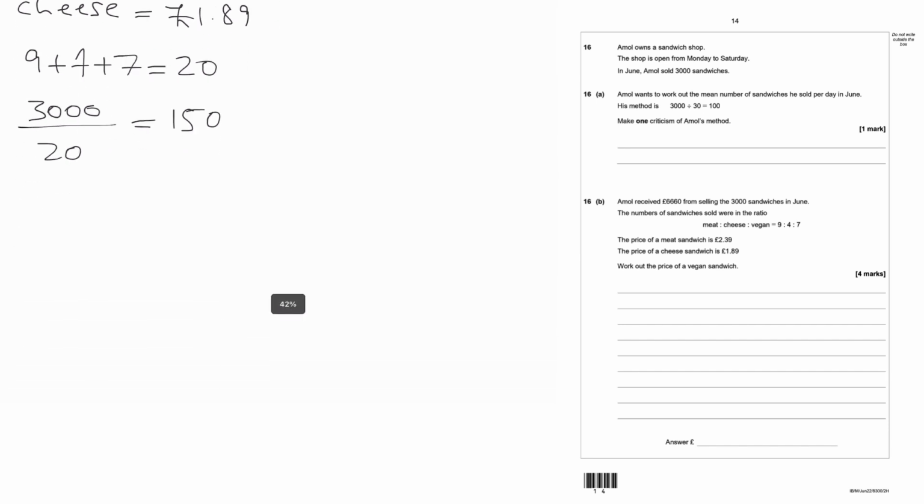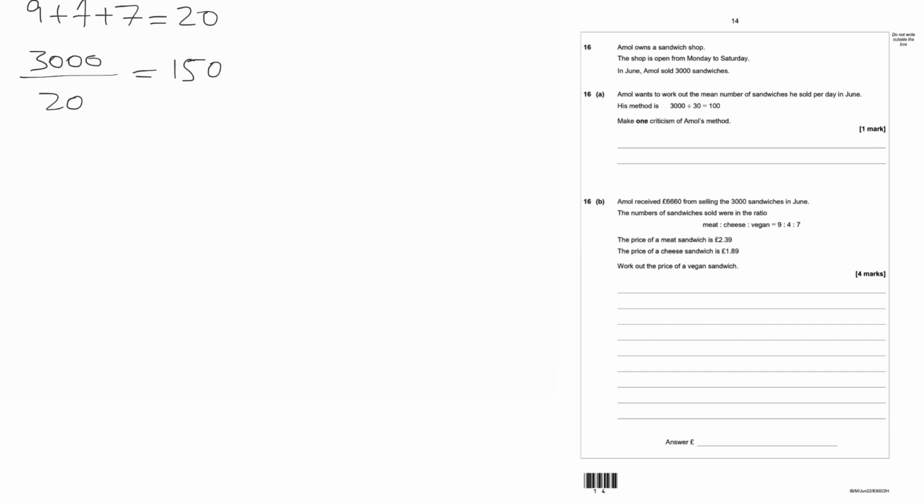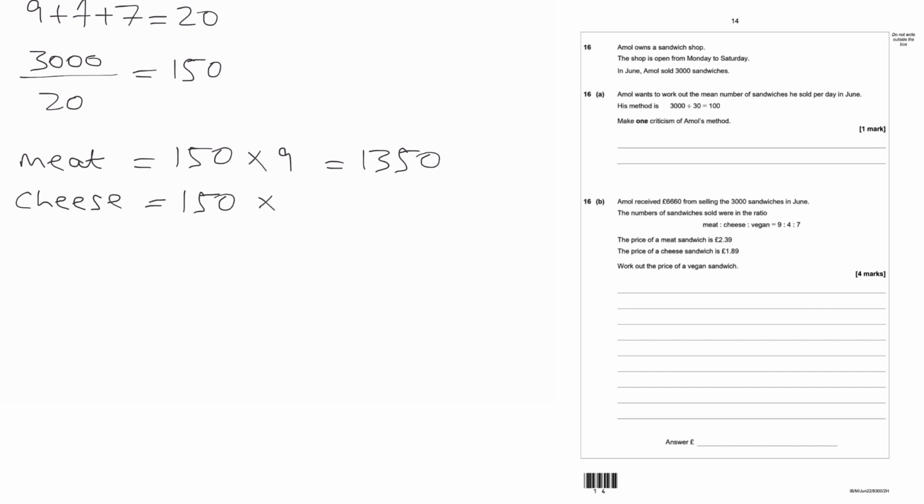So applying the 9-4-7 ratio, for meat, we have this unit of 150 sandwiches times 9, which equals 1,350. So this represents 1,350 sandwiches sold. For the cheese, we have this unit of 150 times 4, which is equal to 600 sandwiches sold that were cheese. And for the vegan, we have 150 times 7, which is 1,050 vegan sandwiches sold of this 3,000.